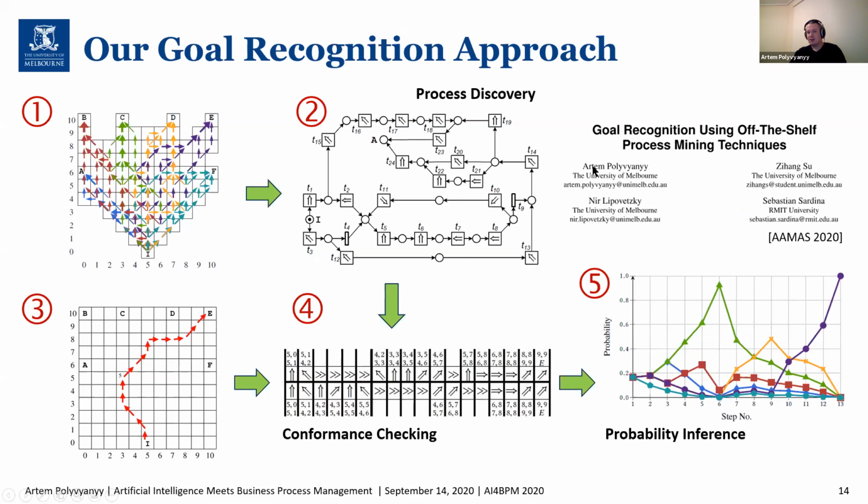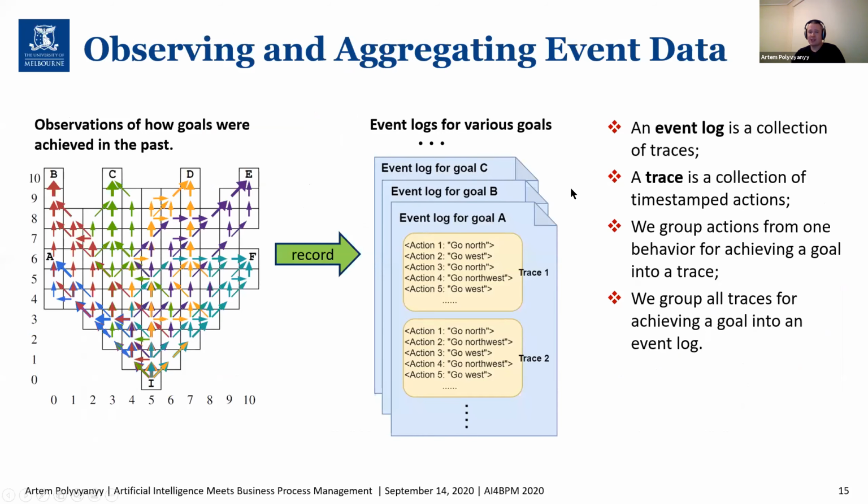So this was the paper published at the AAMAS conference, as I told you, called Goal Recognition Using Off-the-Shelf Process Mining Techniques. So we were just taking available techniques, composing solutions, and testing how well that solution can perform. That was basically the idea of that paper. If I can just go quickly through the steps.